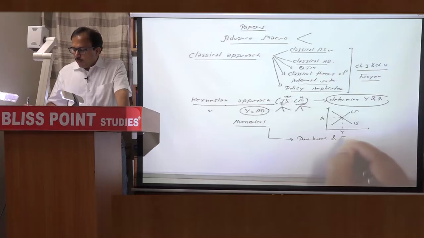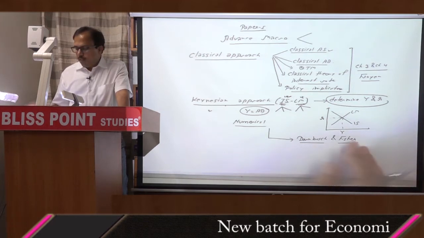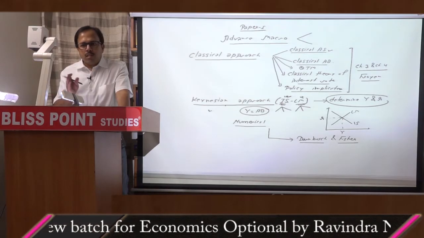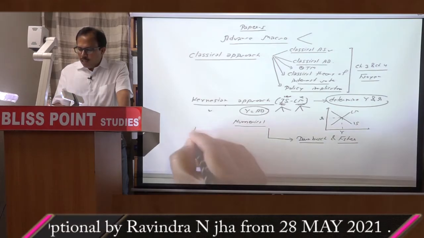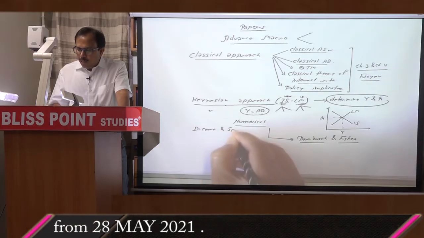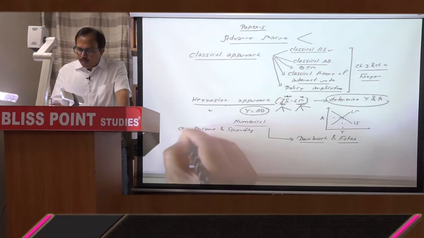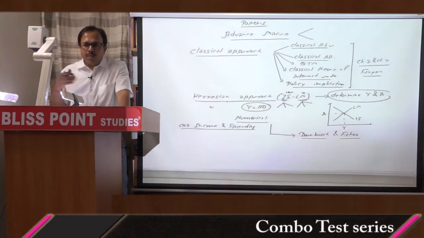Dornbusch and Fischer. Dornbusch and Fischer, DFS in short, Dornbusch, Fischer and Startz in fact, and 4 chapters I will say, but the numbering of chapters will depend upon the edition. So it will start with income and spending. In the old edition it will be chapter number 3, but I think in the new edition it is chapter number 9. So you can just find that.